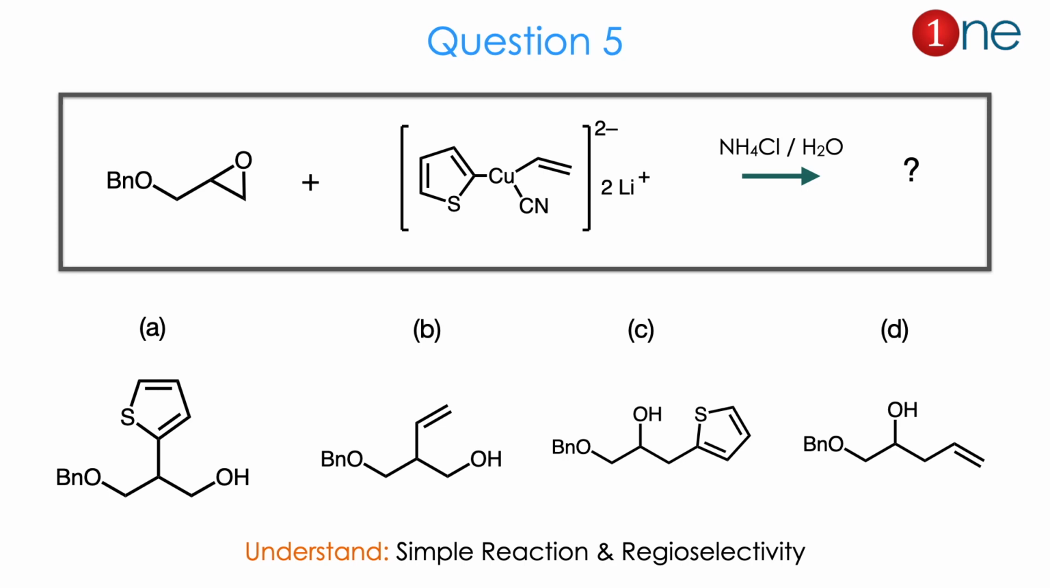Let us see question number 5. The starting material contains an epoxide and an ester group with Bn. Then you are using the copper complex, which is attached with thiophene, cyanide and the alkene. They ask you to find the product. They use ammonium chloride and water.